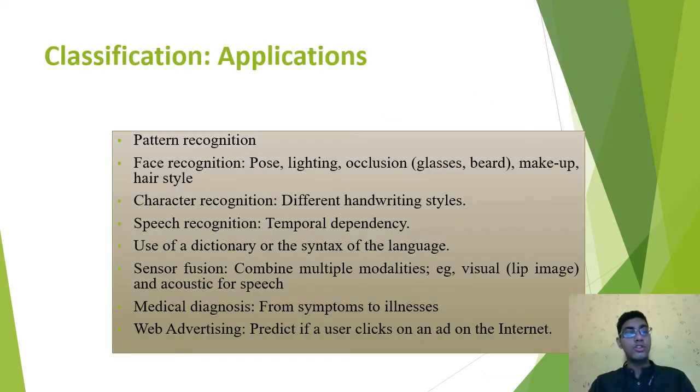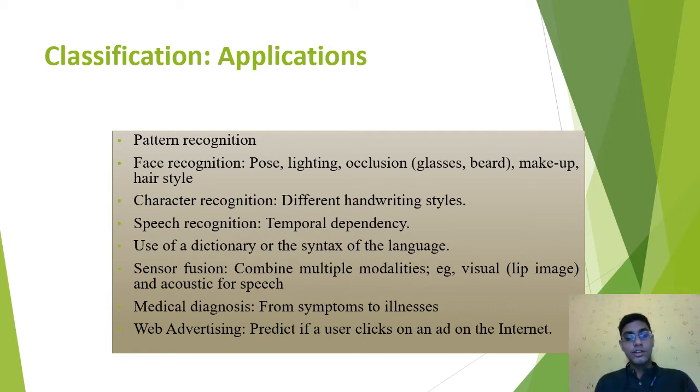Now coming on to the applications of classification. First one is pattern recognition, used in most of the devices we use nowadays. The second one is face recognition, with pose, lighting, occlusion, glasses or beard, makeup, and hairstyle. Most devices have a face recognition unlock feature. When you show your face, the phone or tablet will be unlocked, and now it's even coming in new launch laptops.